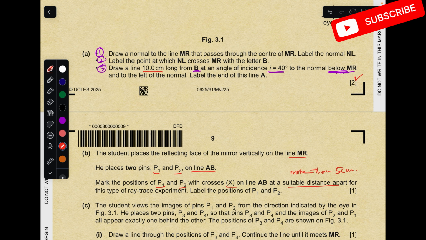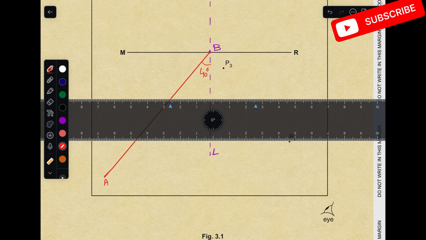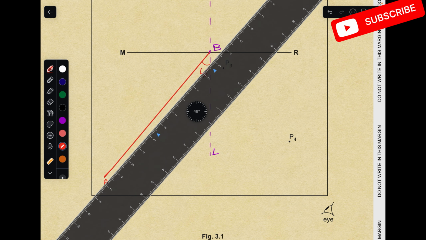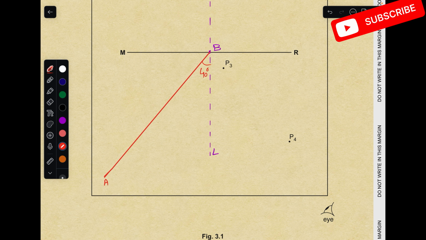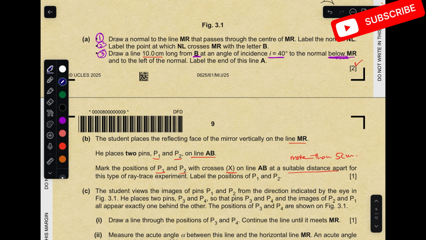For this type of ray trace experiment, label the position. Okay, so they should be 5 centimeters apart. So we don't need the scale here. I'm marking 1 point here, 1 point here. Okay, it does not matter. I know the full length is 10 centimeters, so I'm taking more than half of the length distance apart. So you can name this as P1, you can name this as P2. It should be more than 5 centimeter separation of P1 and P2. Okay, so we are done with the B thing. B, that's for the 1 mark.